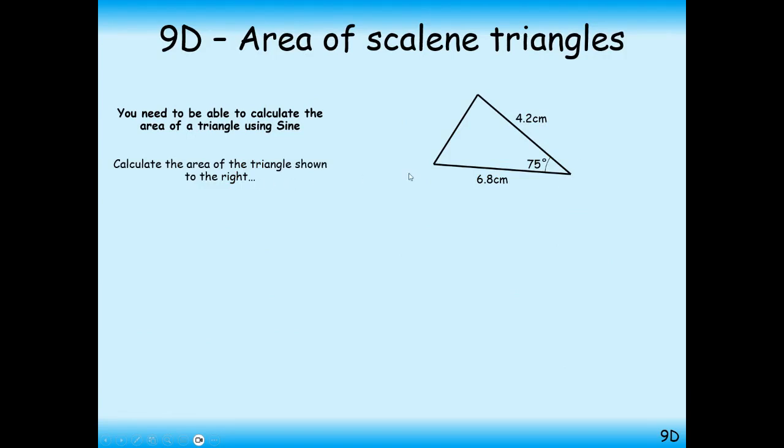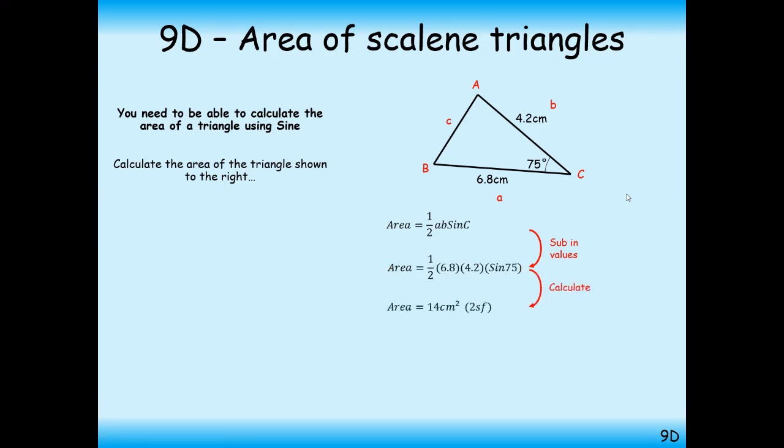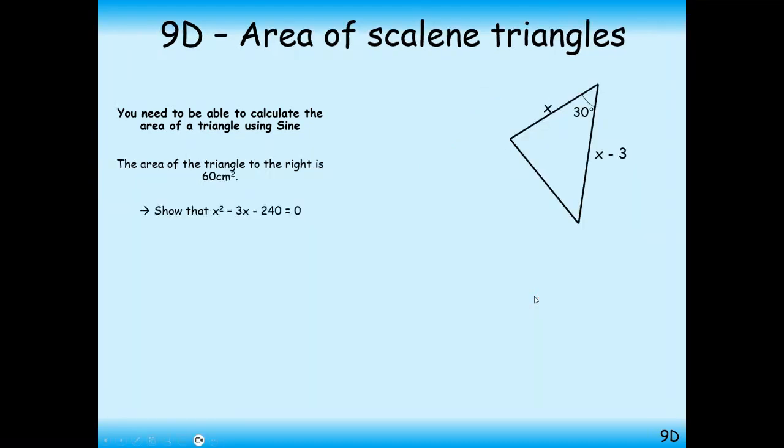We've been told to figure out the area of this triangle. All you have to do is say 6.8 times 4.2 divided by 2 times sine of 75. Substituting those values, you will get the answer to be 14 centimeters. Because we were told centimeters, you put centimeters squared as the units.